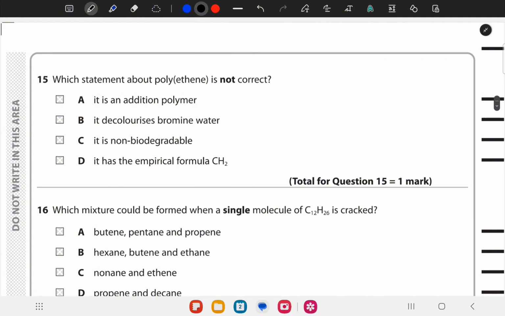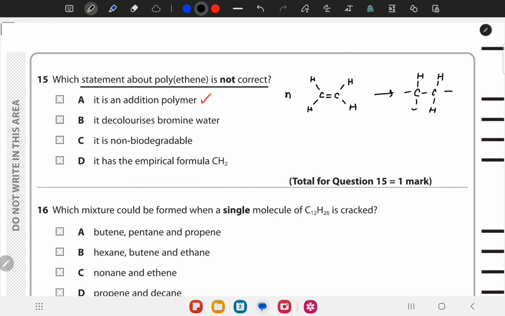Now on to question 15. We have to state which statement about polyethylene is not correct. The first statement is correct. Polyethylene is a addition polymer of ethene. So n number of ethene joined together to form polyethylene. It doesn't decolorize bromine water, so this is the answer.